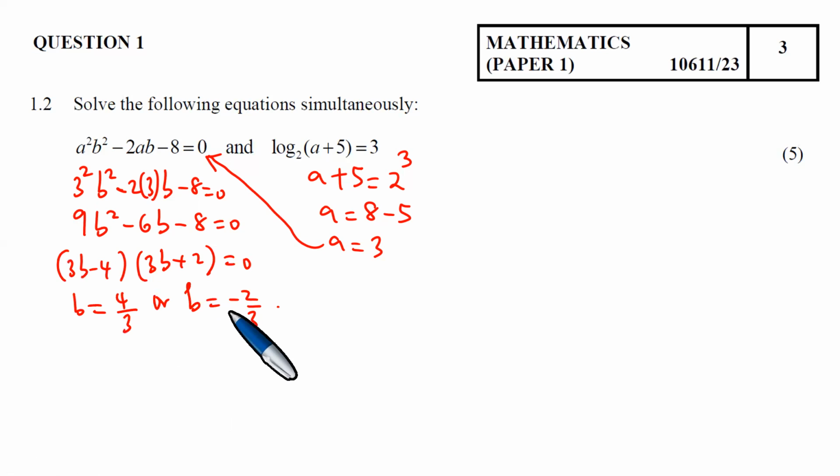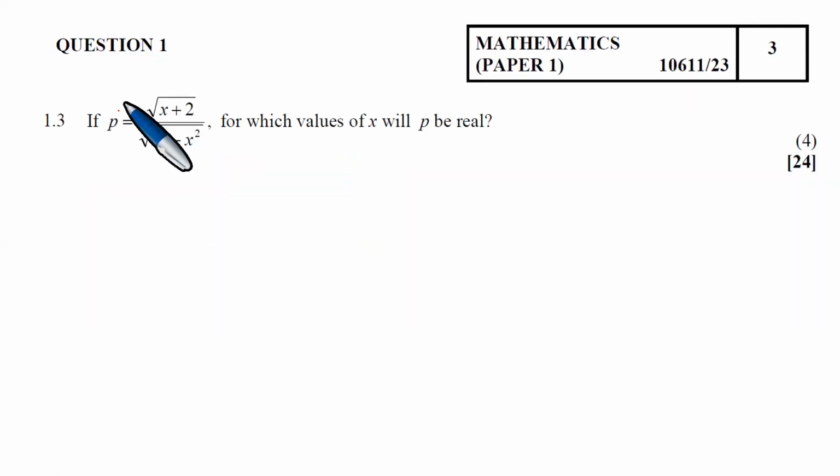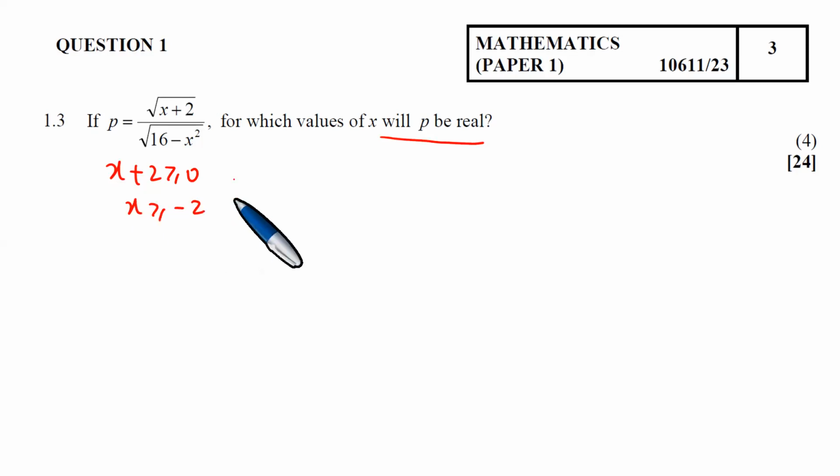The next question, please. Right, we're looking at how to solve quickly a question of this form here, involving the radicals as well. For which values of x will p be real? Right, so first things first, to solve this one, we have to look at the fact that the numerator x plus 2 must be greater or equal to 0, which means x is greater or equal to minus 2. Or obviously, we also have another result. So simultaneously, these must be true.